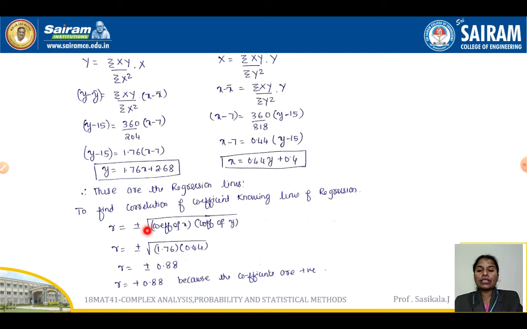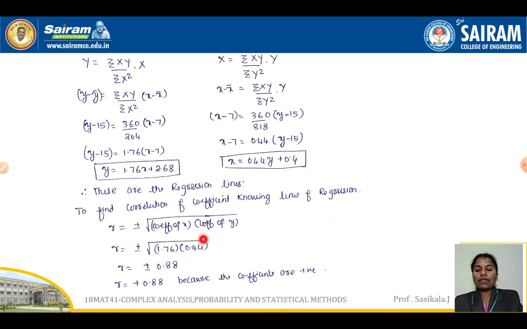We know from the regression equation easily we can get it. What is it? It is the coefficient of x and the coefficient of y, which will be 1.76 into 0.44. Multiply, take the square root, it is 0.88. Now this plus or minus, we should check whether it is a positive correlation or negative correlation.